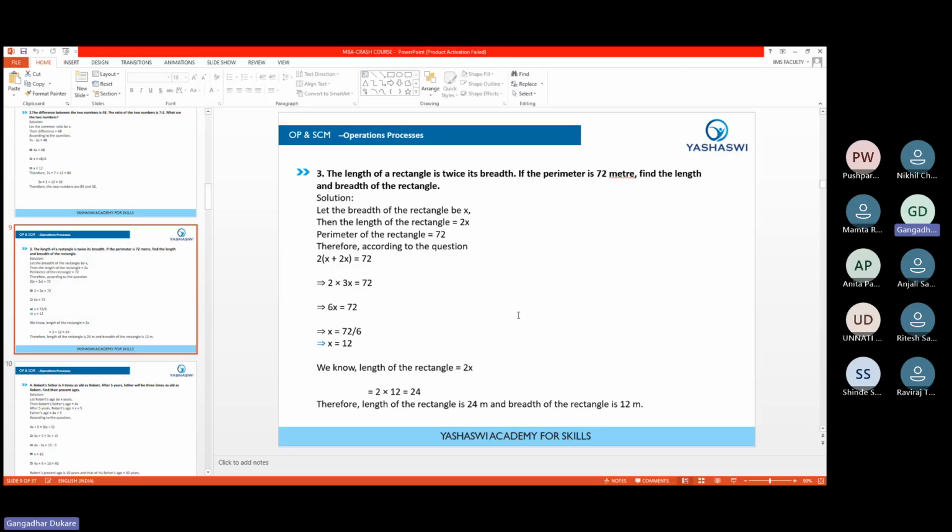The length of a rectangle is twice its breadth. If the perimeter is 72 meters, find the length and the breadth of the rectangle. Let the breadth of this rectangle be x. The length of the rectangle is twice its breadth, so the length of the rectangle equals 2x.